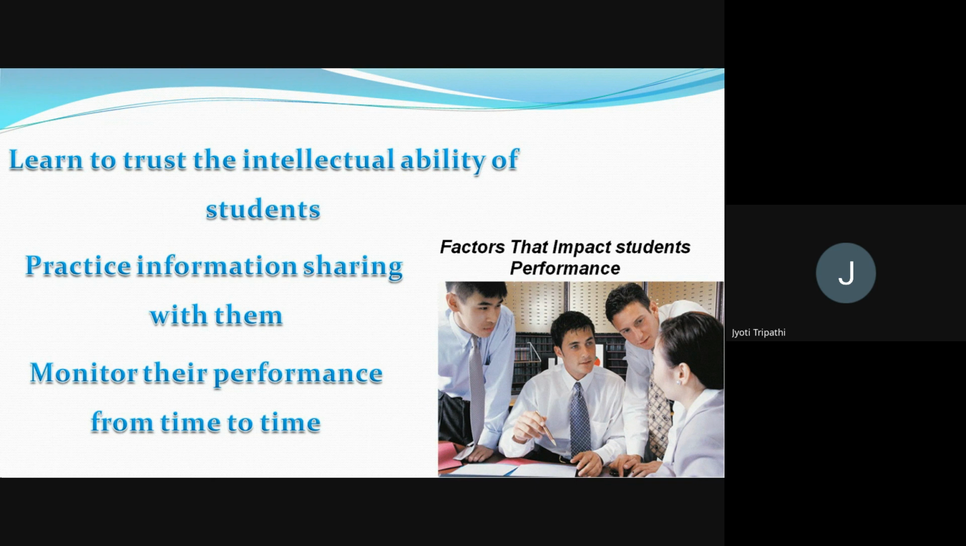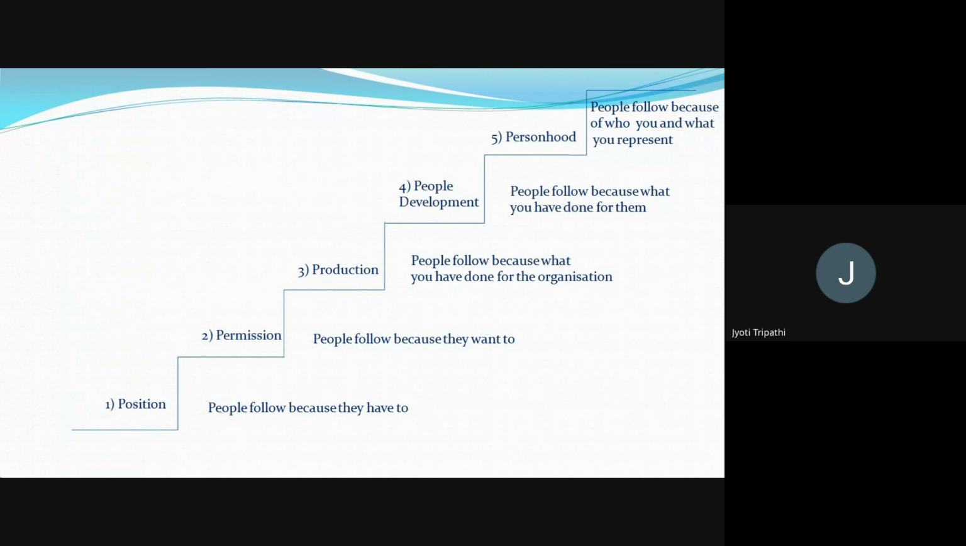So certain factors are there that impact student performance. What are these? A teacher leader has to learn to trust the intellectual ability of students. A teacher leader also has to learn to practice information sharing with them and monitor their performance from time to time. If the teacher does all these things, then definitely it will impact the performance of the students.